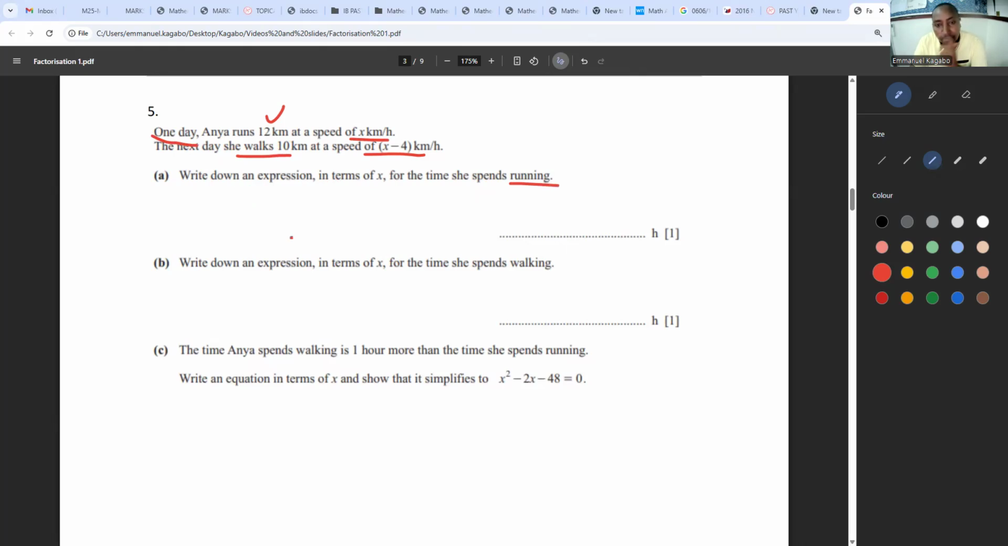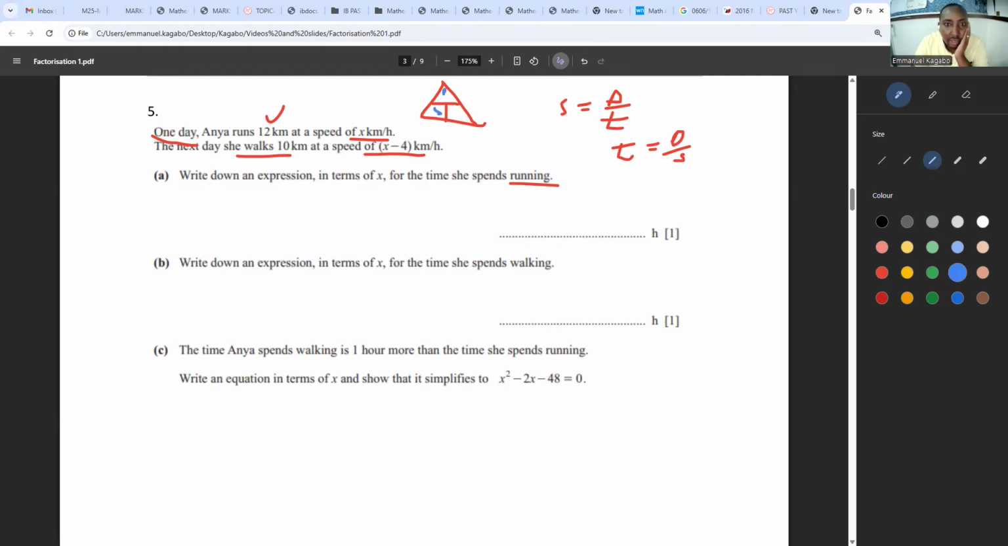Okay, good. Very easy. So they say an expression for time. So we know that speed is distance over time, right? So basing on that, time is what? Time is going to be distance over speed. Am I talking to someone? You can even draw this one, maybe it may remind you. Okay.